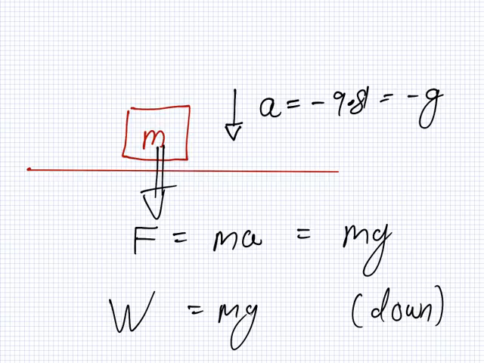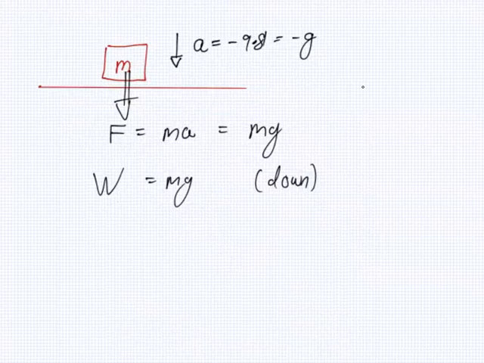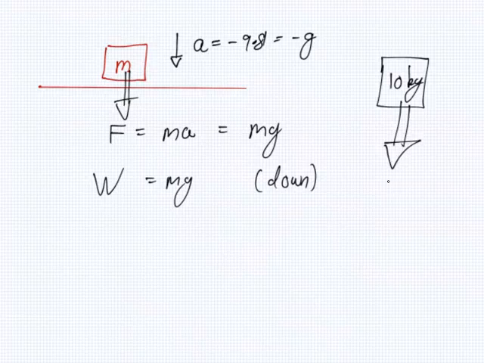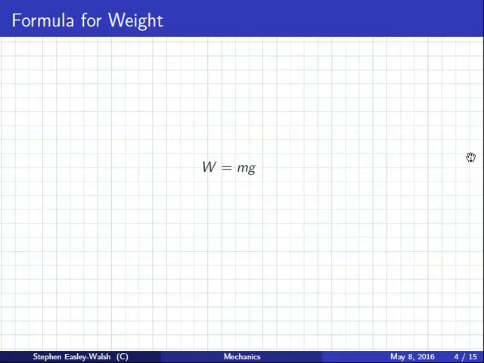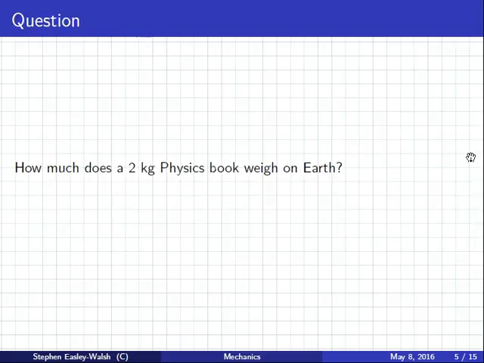So for example, if we have 10 kilograms, what's the weight here? 10 multiplied by 9.8. Yeah, so 98.1 newtons then. So all I need really is the formula here. Weight equals mg. Okay, you have that? W is the weight, m is the mass, and g is the acceleration due to gravity.